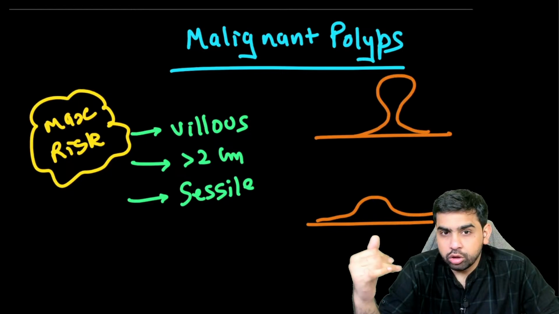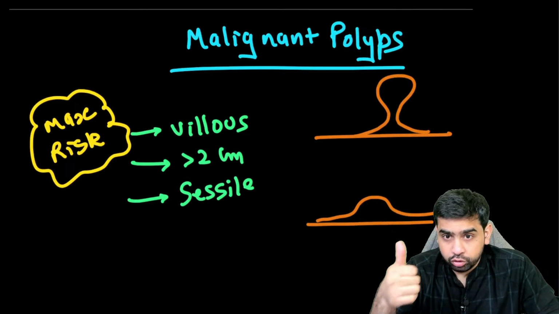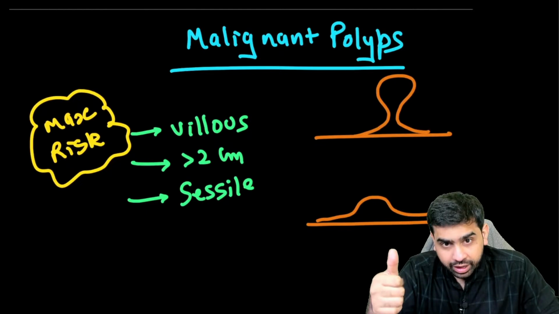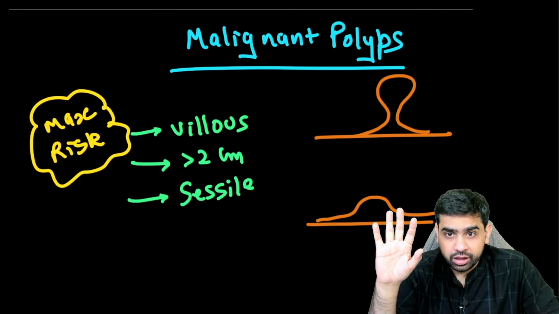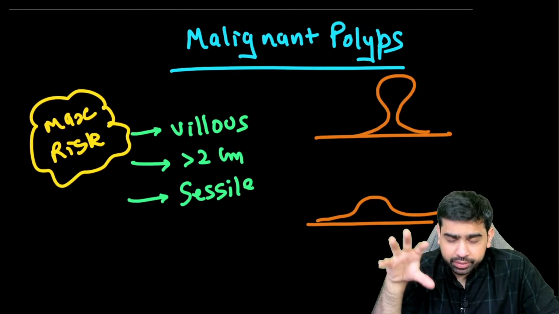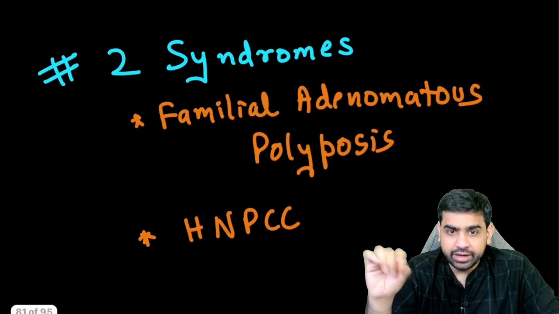Now, out of the villous and tubular types, villous is the one which is more likely to be malignant. So if there is a polyp which is villous type, more than 2 centimeters, and if it is sessile, it means the polyp is basically not having any particular stalk. In this scenario, the risk of the malignancy is going to be more.